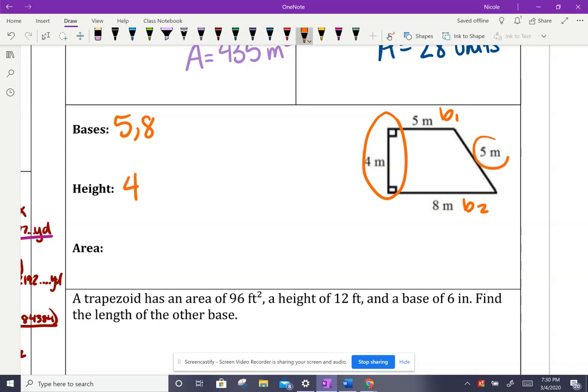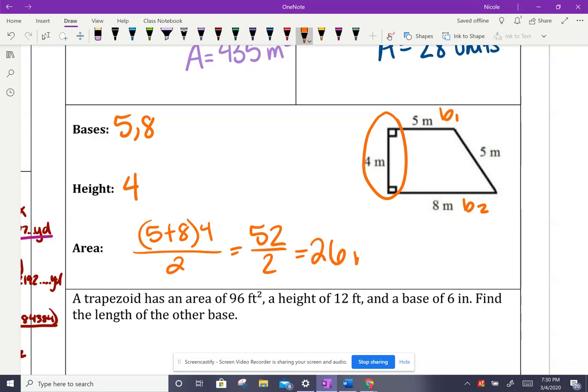If you look at our other side, 5 meters, it's not perpendicular. It doesn't do anything for me. I completely ignore it. It doesn't exist right now, unless I'm trying to find something like perimeter. So I follow my formula again. 5 plus 8, parentheses, times 4 over 2. 5 plus 8 is 13 times 4 is 52 over 2. So we divide by 2 and get 26 meters squared.